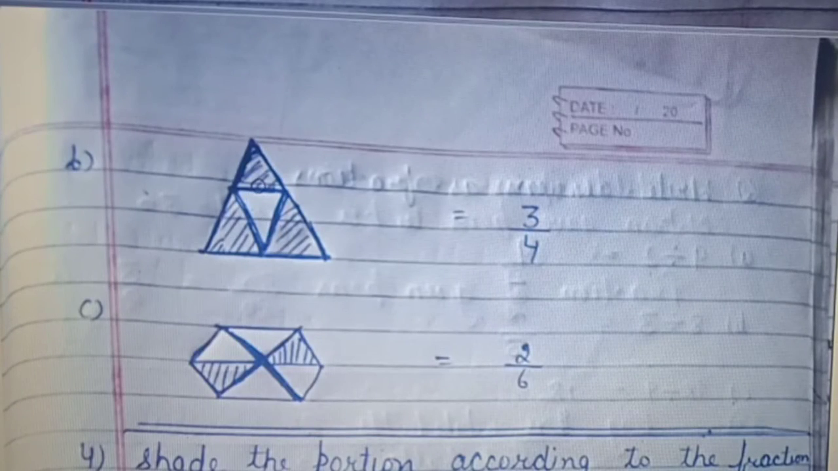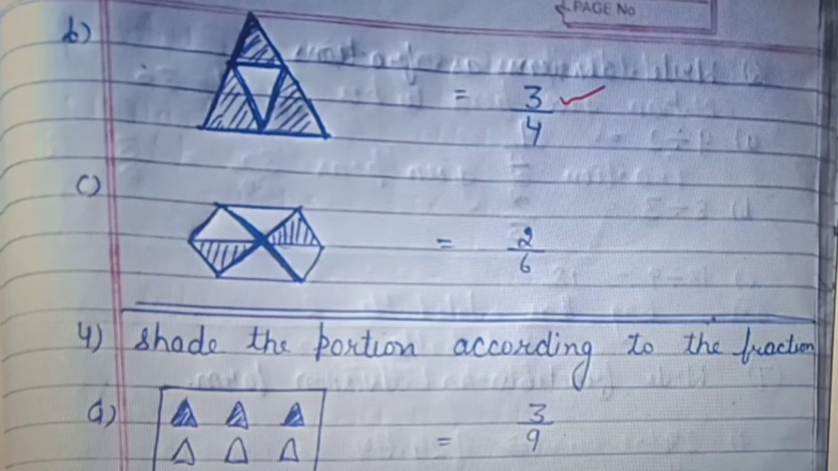And here 4 equal parts are there. So in the denominator total parts will be there and in the numerator shaded parts will be there. 3 parts are shaded. And the fraction for the next figure, means for the shaded part, will be equal to 2 upon 6, as total parts are 6 and shaded parts are 2.